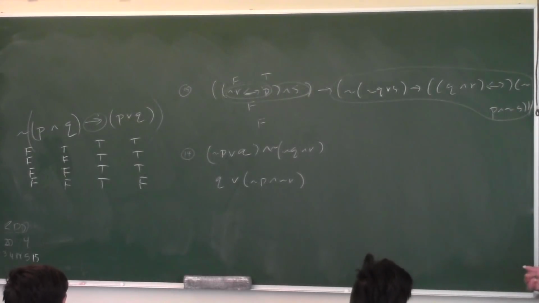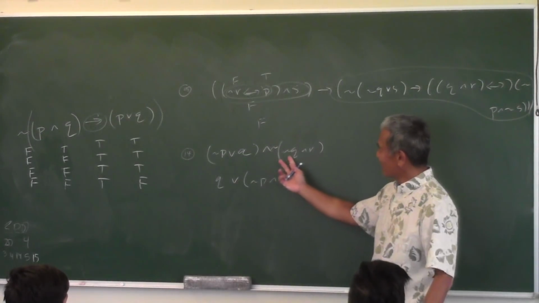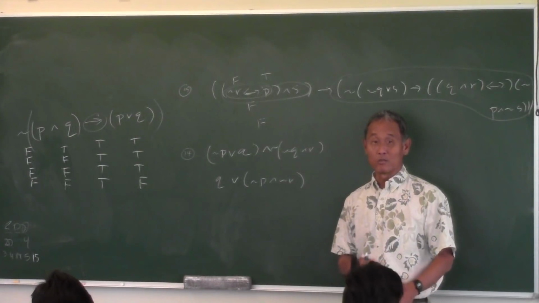So instead of making truth tables, because why do I want to make an 8-line truth table here and an 8-line truth table there? Why don't we use things we learn?